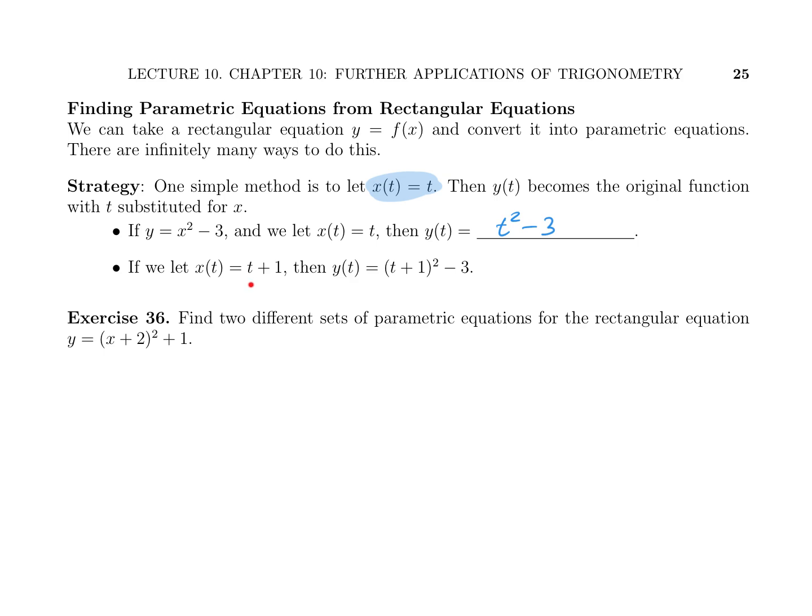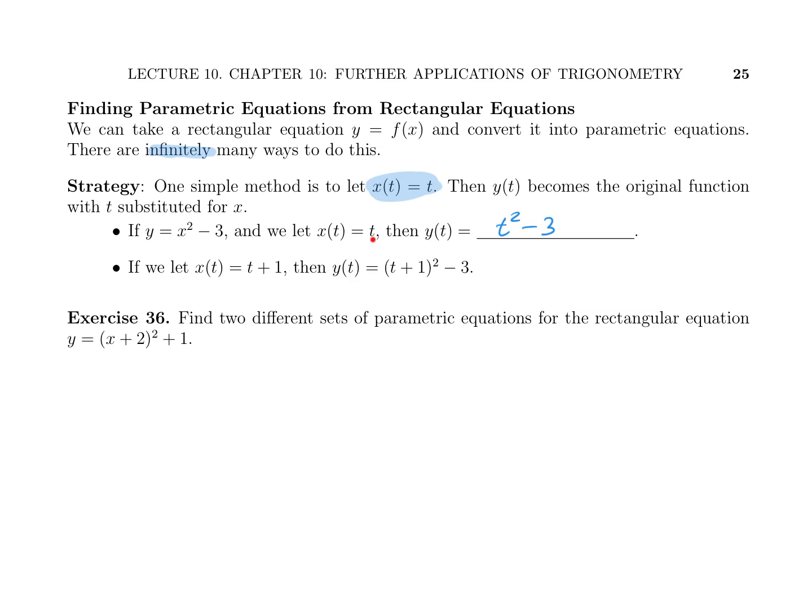So if you let x of t be t plus 1, then you just replace the x with t plus 1, and then you end up with t plus 1 squared minus 3. Or you can do t plus 2, t plus 3, t plus 4, etc. So there are infinitely many ways you can do this. That's what they say here. There are infinitely many ways to do this, but the simplest way is to just let x of t equal to t. So that's what I would recommend you do. For this following exercise, they're asking us to find two different sets. So let's do exactly what they did.